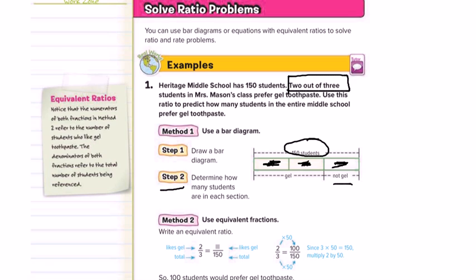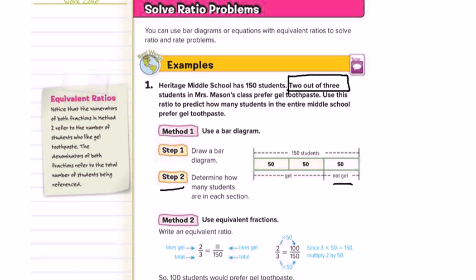So 150 divided by 3 is 50 evenly. So now I can see where this 50 in each section comes from. All 3 sections, there's 50, 50, 50 in each section.